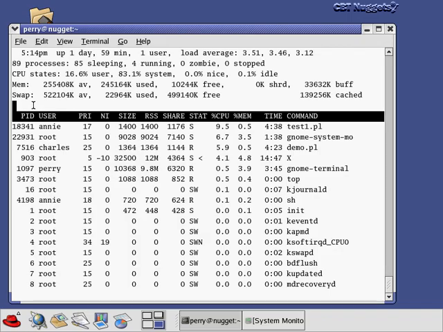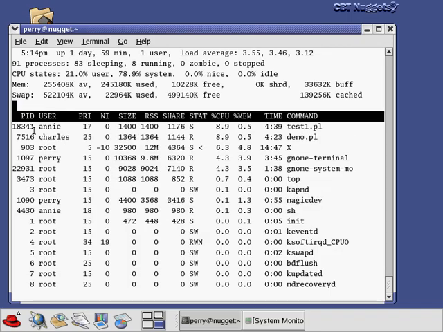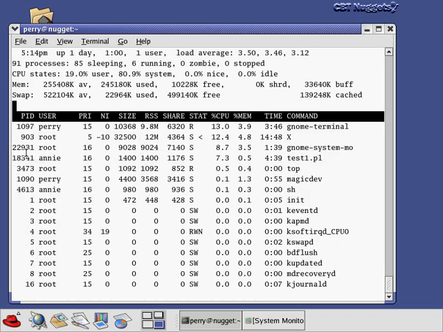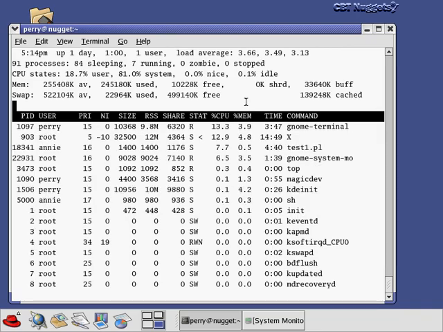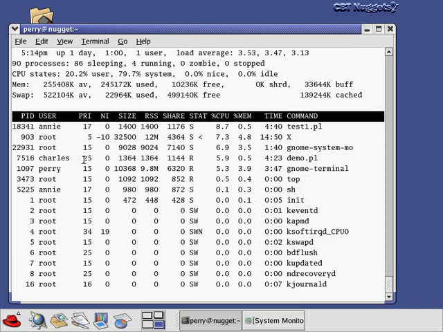Let's look at the various columns in this chart. The leftmost column is the process identification number. The next column is the user, the owner of that particular process. Over here is the percentage of CPU time that the processes are using, and this is the percentage of the memory, the RAM in our system, that the processes are using. And the command over here is the actual command being run by that process.